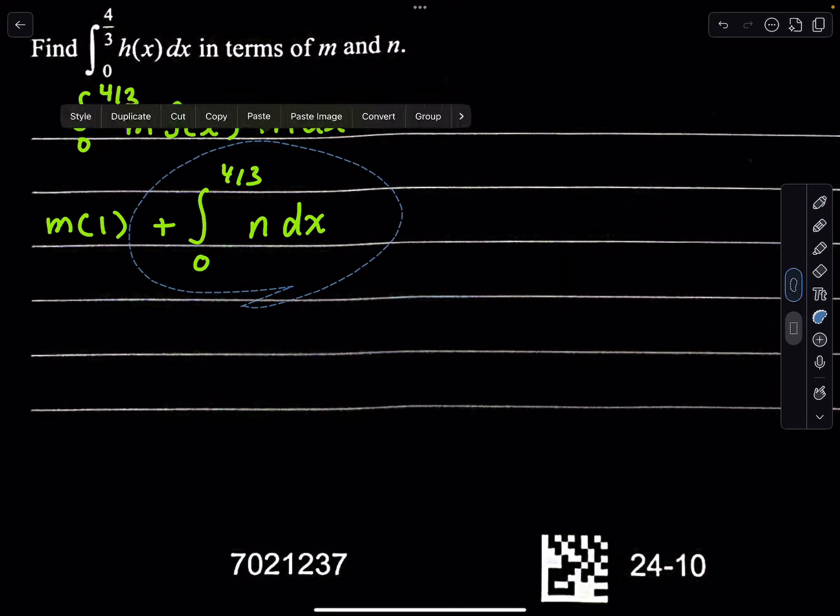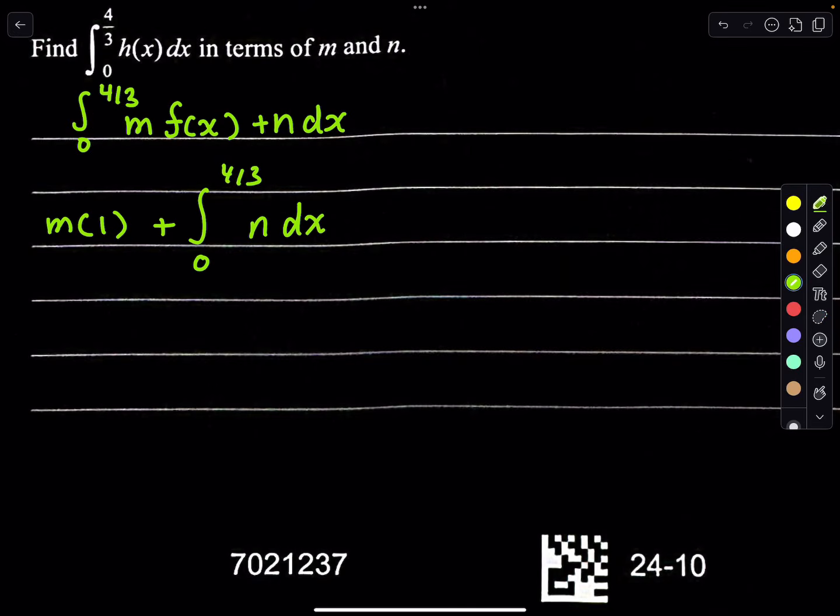And then you've got this leftover, and of course we unfortunately have to do more work here. That's going to be m plus, then we need to integrate n, which is just n of x from 0 to 4 over 3.